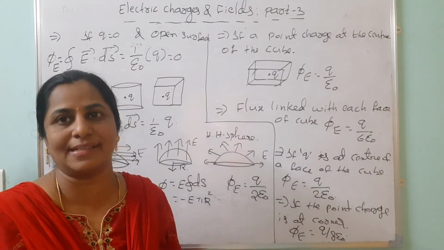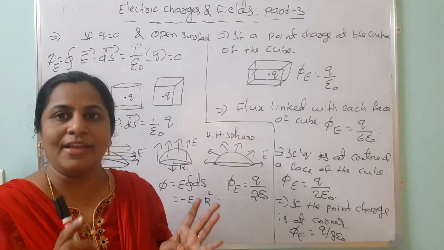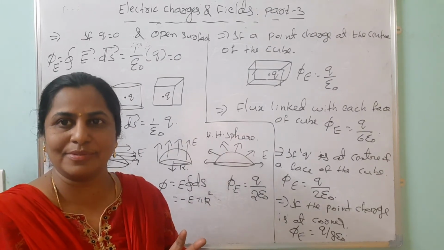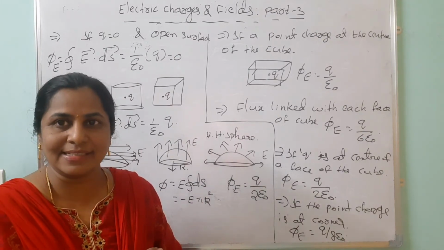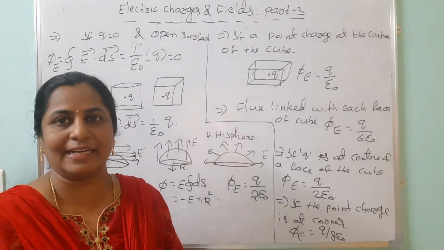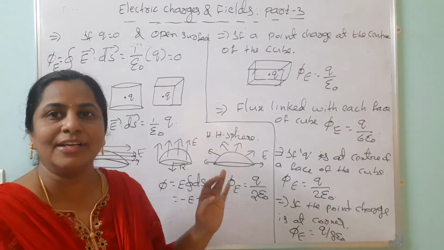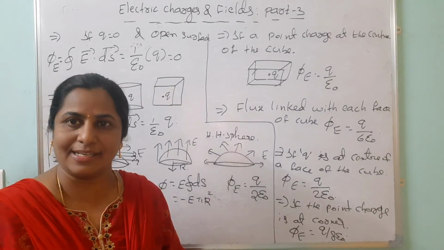So total 3 parts are there in electric charges and fields. First thing, we focused on Coulomb's law, main part. Then second thing is the intensity of electric field and electric dipole. This is the third one. We focused on electric flux and Gauss's law.